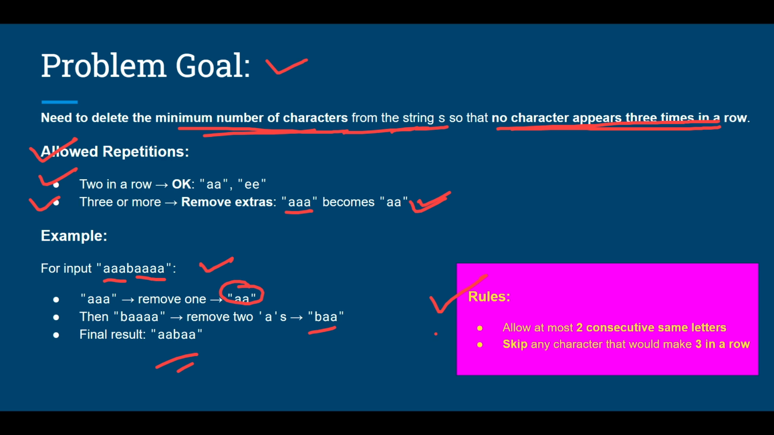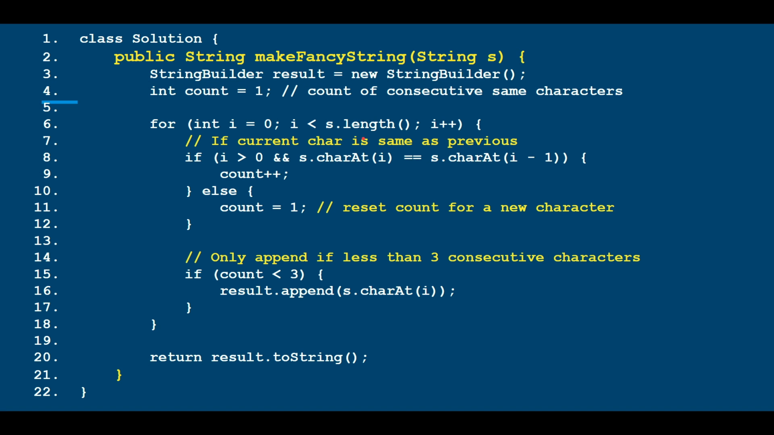So what are the rules? Allow at most two consecutive same letters, and skip any characters that would make three in a row. For that, very first we have to return the string here. Then we have to build a string builder, so we can operate multiple times on the string.